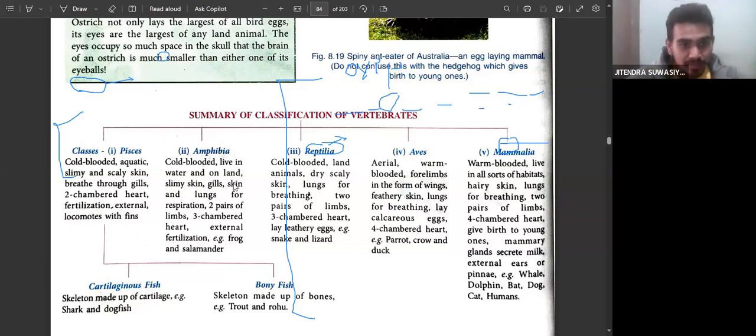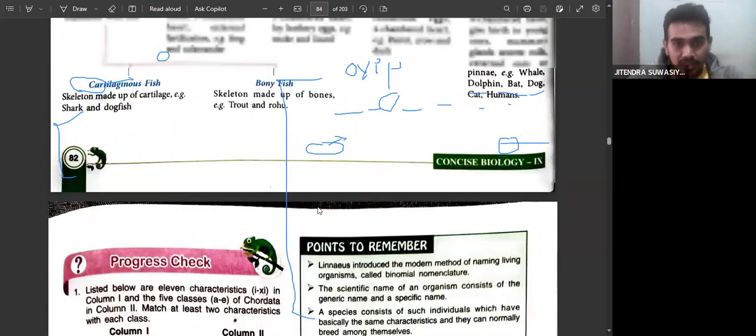So these are the common examples. You can read it, and we have discussed all these things in the last class.